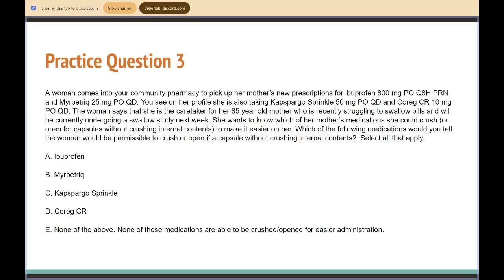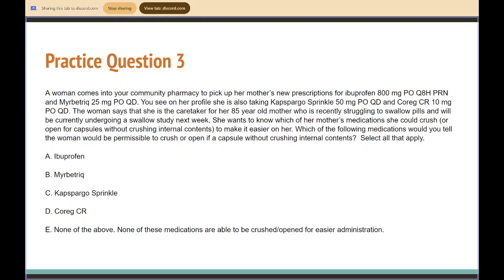Next is Myrbetriq. As you know, this is a beta 3 adrenergic receptor agonist, and it is an extended release tablet, should not be crushed or split, swallowed whole with water.